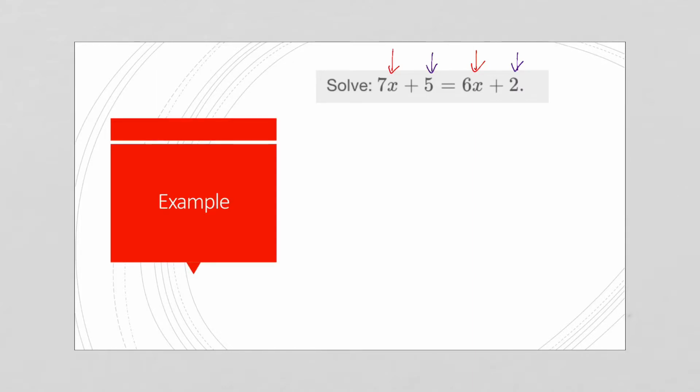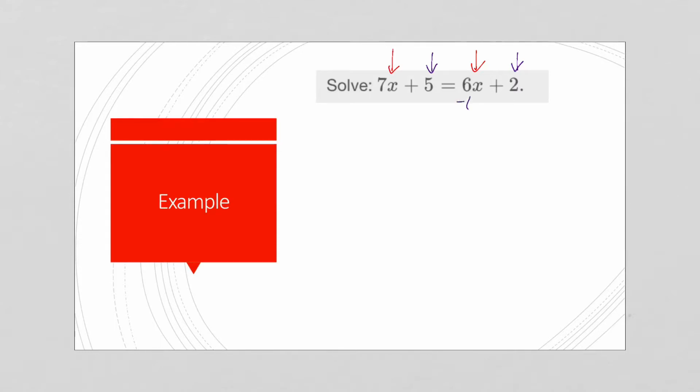Here's my rule of thumb. This is not the only way to do the problem. It's just my favorite way. I always move my smallest variable. So in this case, 6x is smaller than 7x, so I'm going to move 6x. And the reason I do that is because I like to avoid negatives in front of my variables if I can. Sometimes it's not possible, but in this case, it is avoidable. So I'm going to do that.